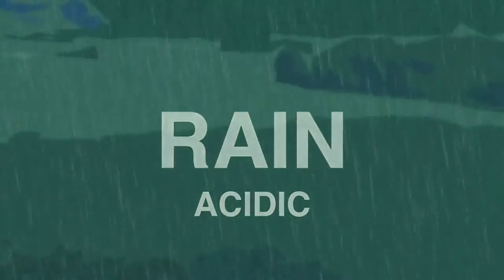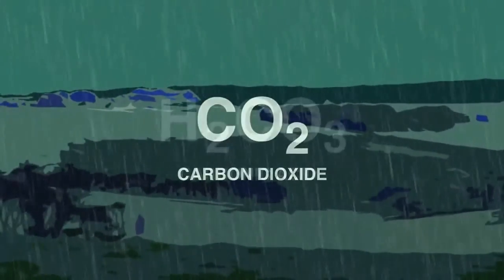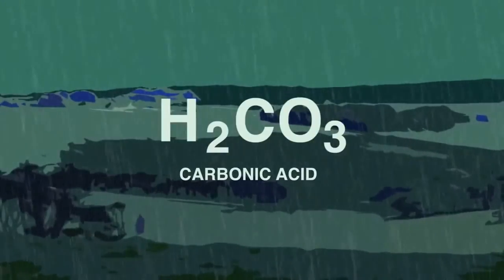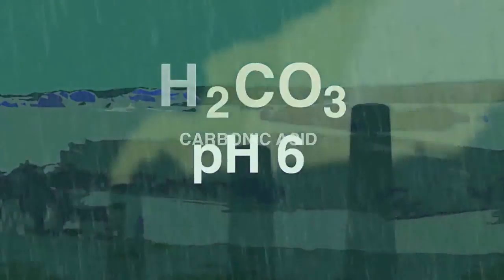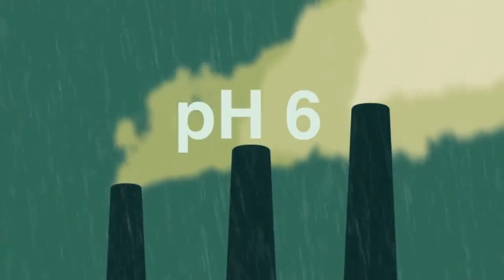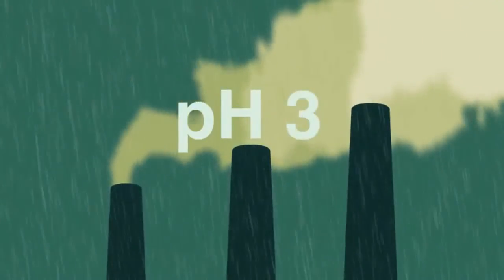Firstly, it's important to understand that rain is naturally slightly acidic. Whilst falling to the ground, the rain dissolves carbon dioxide from the atmosphere to form carbonic acid, a weak acid giving natural rain a pH of 6. It's when we burn fossil fuels that much stronger acids get into our rain, to form acid rain with a pH as low as 3.